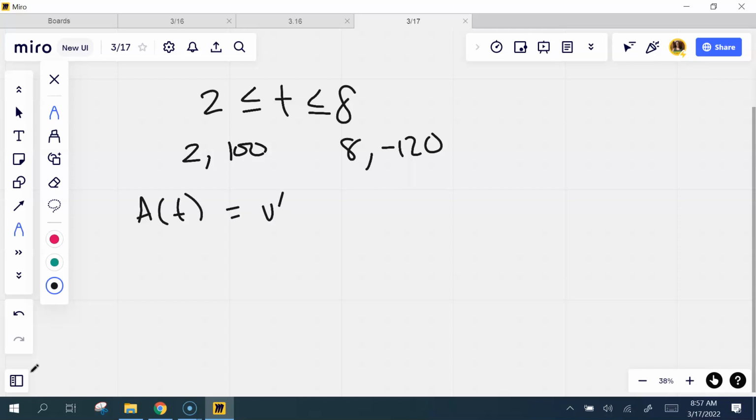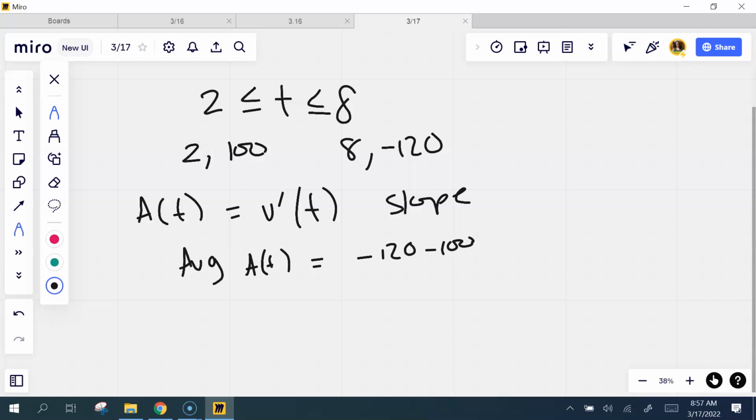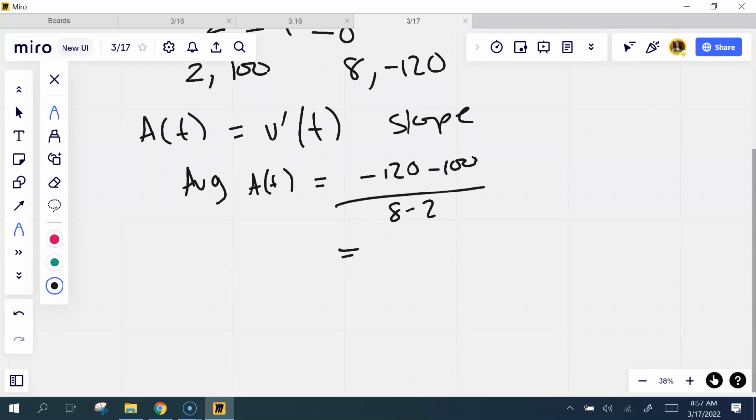I said A of t equals derivative here. I wrote slope. I try to write out anything I can. Now, that's not saying you need this for points, because this was 1 point, and it was simply for the average acceleration. So I said average acceleration is negative 120, and I just did the slope over 8 minus 2. Dylan, you could have left it at that if you so chose. I did take it down to negative 220 over 6 meters squared per minute, because it is acceleration.